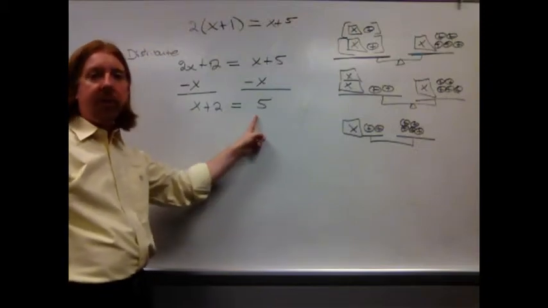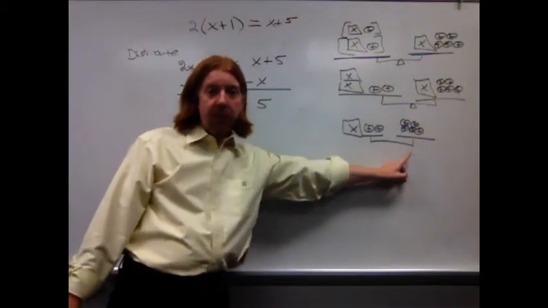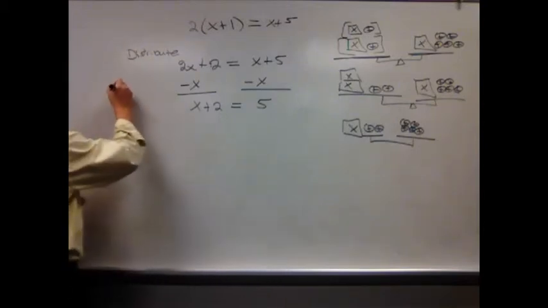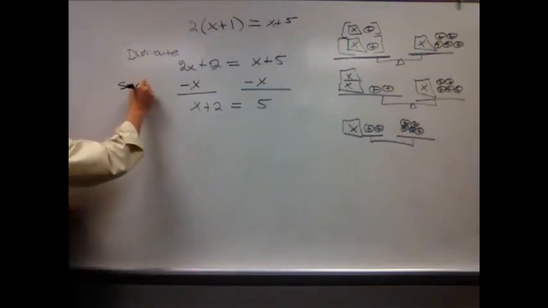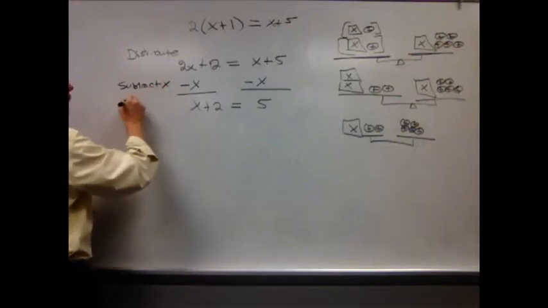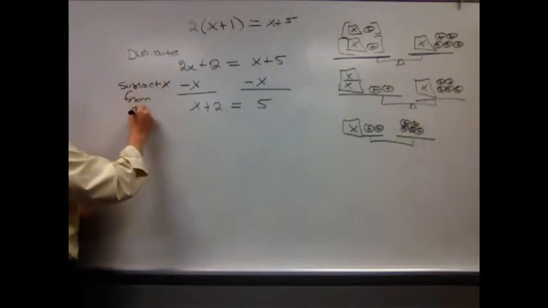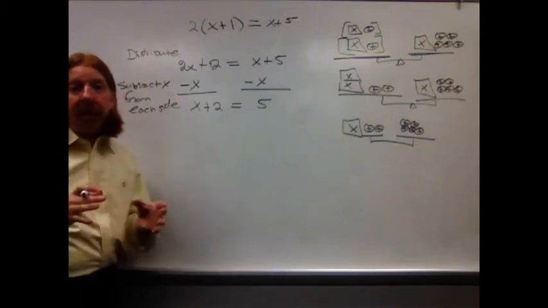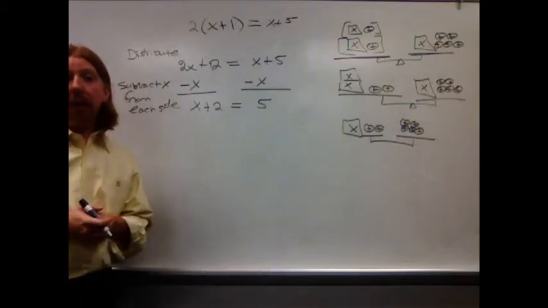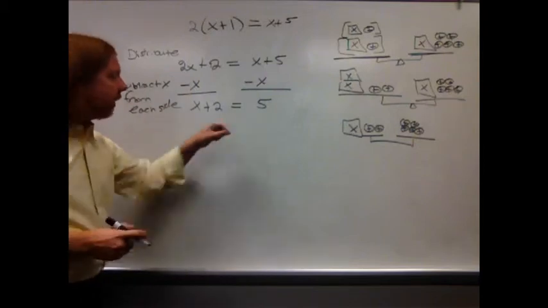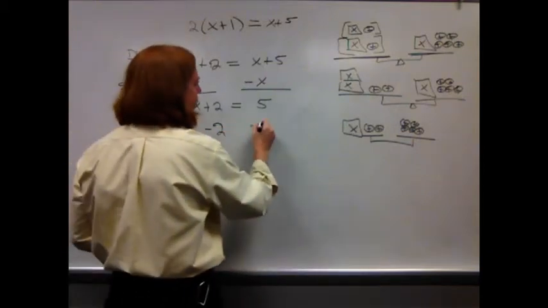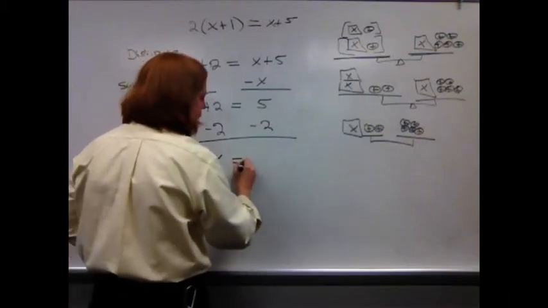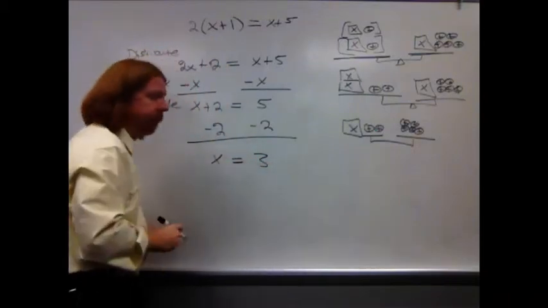X plus 2 equals 5 is going to be shown as a balance again. What did I do as my steps? Well, I subtracted x from each side. So again, the language is important as we work our way down. Now I can go ahead and subtract my 2 from both sides. This is going to leave me x is equal to 3.